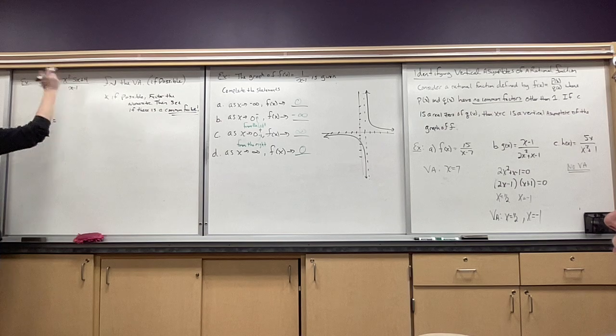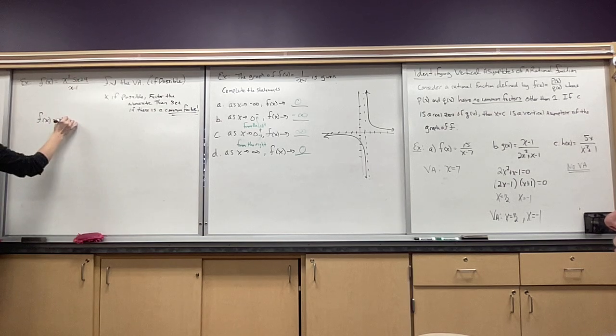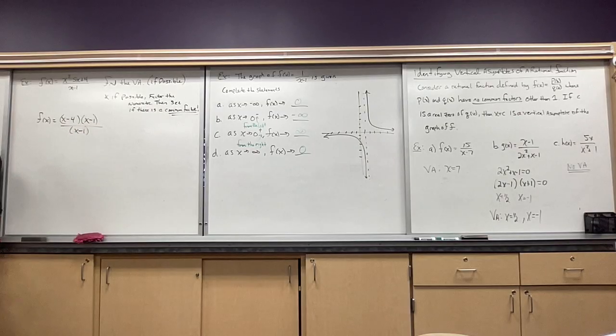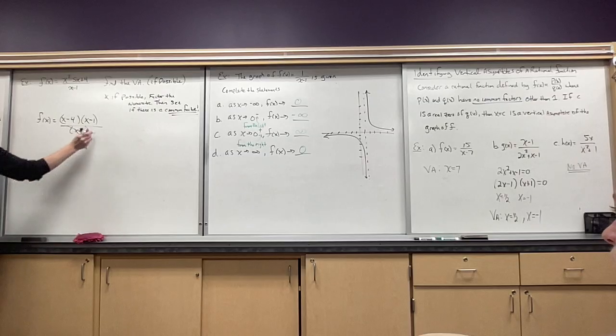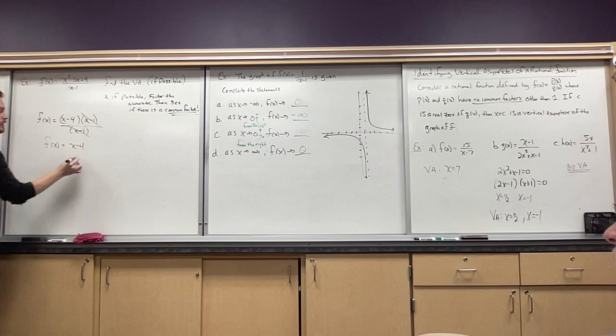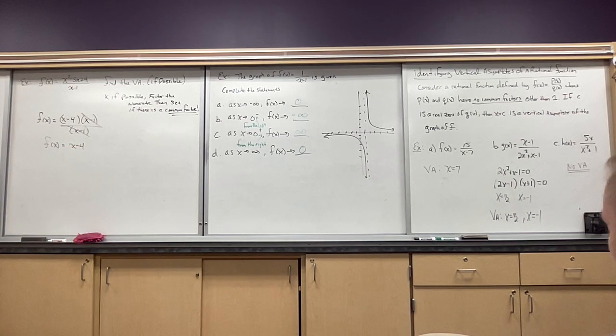So factors of 4 that add to give me -5, well, that's going to be x minus 4 and x minus 1. There we go. Okay. Now do you see the common factor? X minus 1, huh? So these cancel. So f of x is actually just x minus 4. So does it have a vertical asymptote? No. It does not. You know what it does have? A hole.